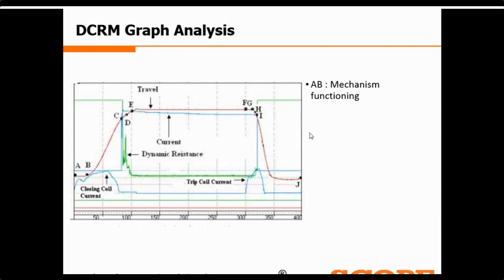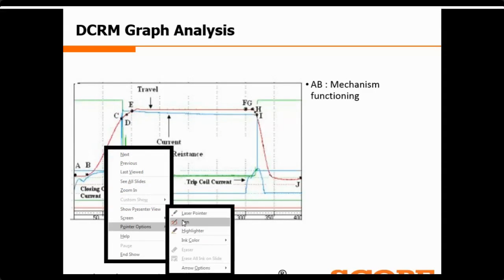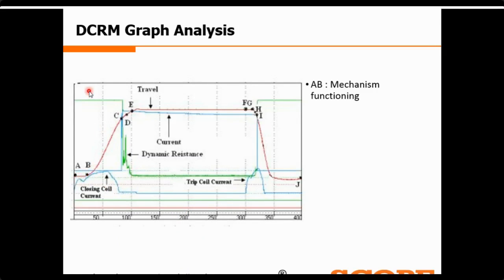Now, talking about the graph analysis of the DCRM, this is a very typical signature of the DCRM. Let me have the pointer here. So yes, this is the standard typical DCRM signature. Here you can see the blue line, which is the current signature, the green line, which is the resistance signature, and this is the coil current signature. So we have two energizations here, while closing and again while opening of the circuit breaker.